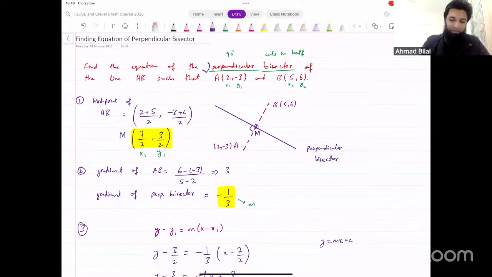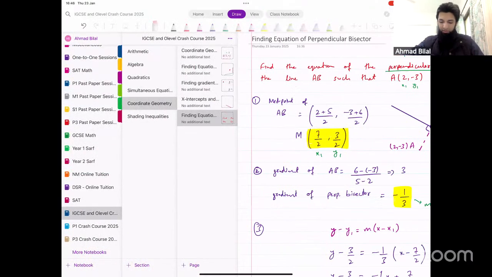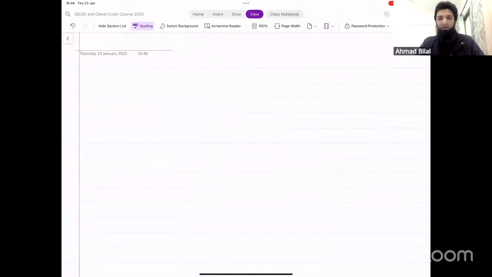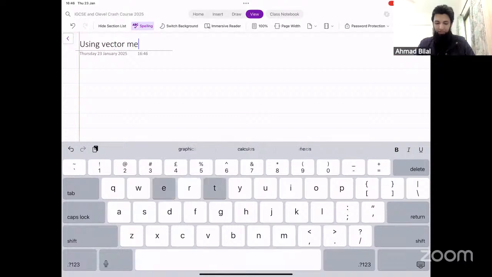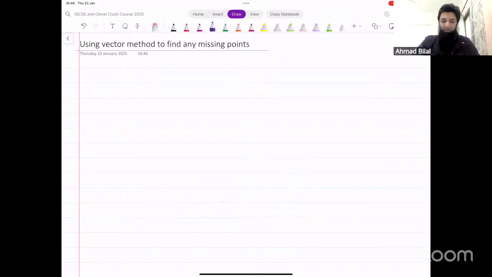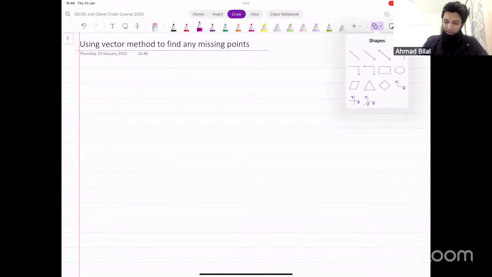Now, the next thing is when you have some points given and you're required to find some missing point. Now, let me explain what I mean by that. So I'm going to label it like this, using a vector method to find any missing points. Now, this is very important to understand. Let's take an example to understand what I mean by this.